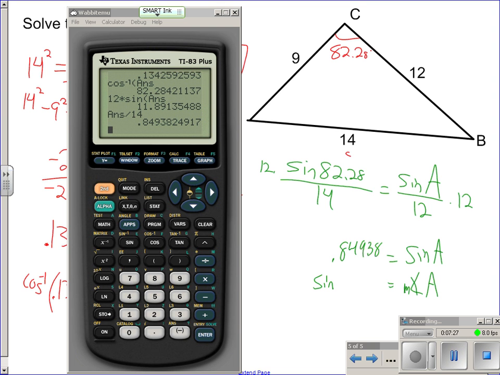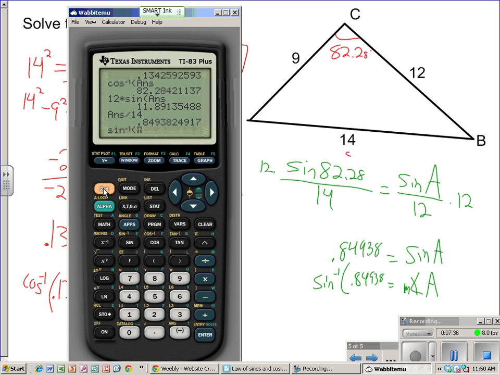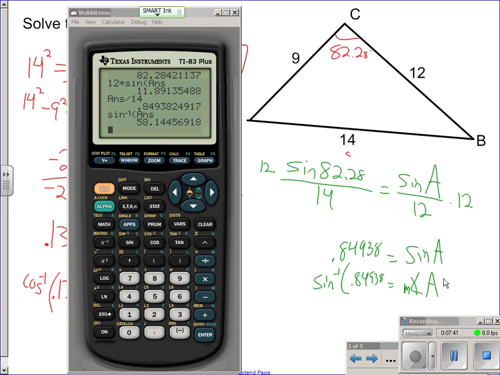I want to know the measurement of angle A. So now I do the inverse sine of that number we just found. And so second sine, second that last answer, the 0.849, there is angle A. 58.14 degrees. Now that I got angle C and angle A, angle B is just 180 minus the other two. Now we know all three sides, we know all the angles.